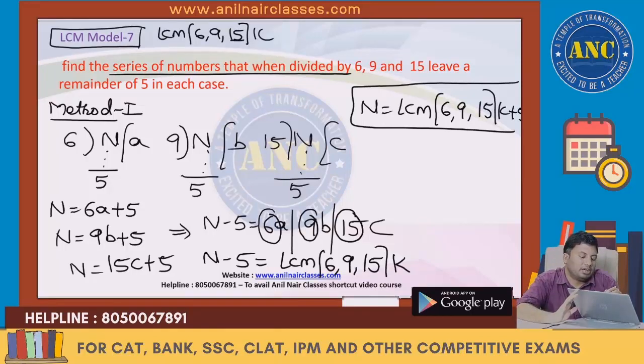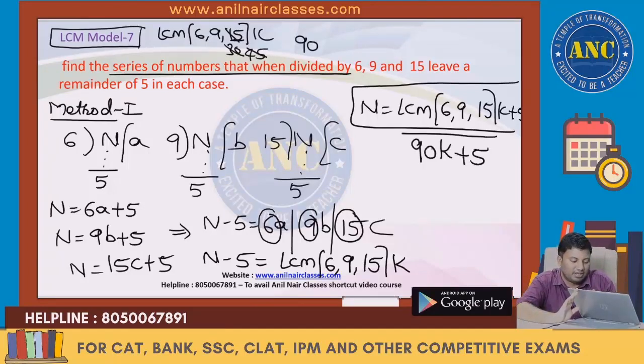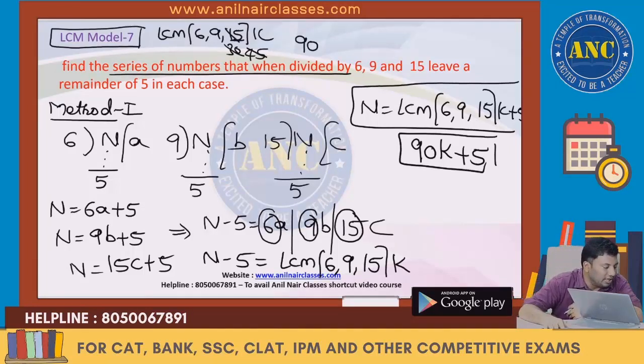15 should be a multiple of 6 and 9. No, it is not a multiple. 30, next multiple 30, it is not a multiple. 45, not a multiple. 90 is a multiple. Answer is 90k plus 5.